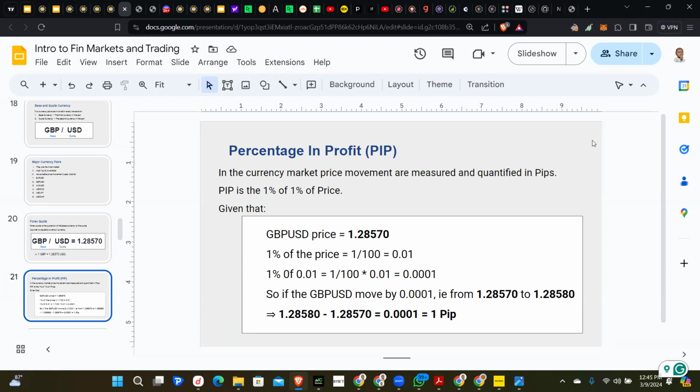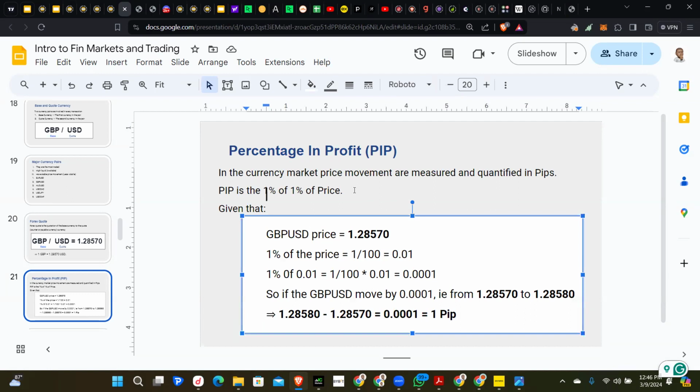Now, this is for the currency markets. For the cryptocurrency market, we measure price movement in sats, that is Satoshi, in reference to the person that created Bitcoin. In the crypto section, I'll be showing you how you calculate the sats of any crypto asset. But for now, we are focusing on the currency market. Take for instance, given that the price of GBP is 1.2850, 1% of price simply means 1/100, which is going to give you 0.01. Now, here we say that, sorry, let me see if I can write.